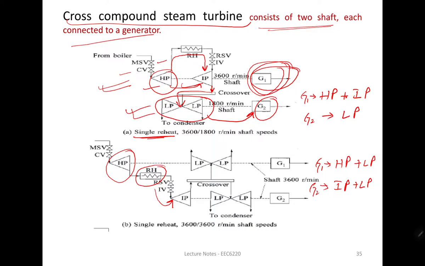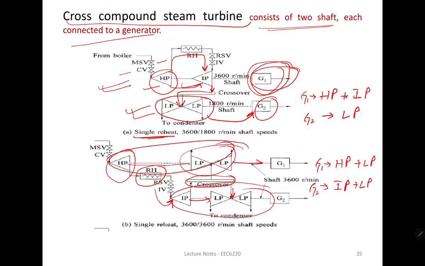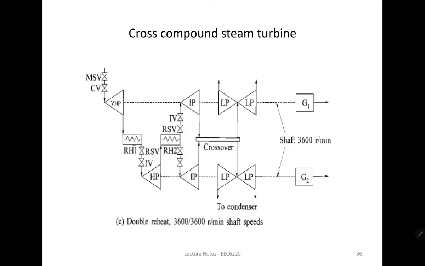Okay, so from here you can see that single reheat is there, but the combination is such that after the intermediate pressure, through the crossover, this crossover is connected to two low pressure turbines, in which one low pressure turbine is connected to the high pressure turbine and one low pressure turbine is connected to the intermediate pressure turbine. So the combination of high pressure and low pressure is connected to one generator, and the connection of intermediate pressure and low pressure turbine is connected to generator number 2. Okay, now this is the third model of cross compound steam.